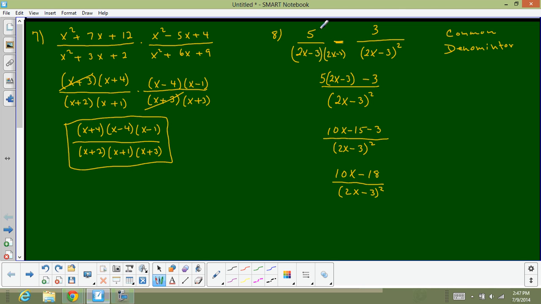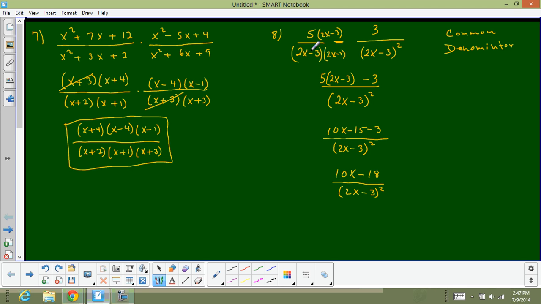Well, in order to do that, you must do the same thing to the numerator. So I multiply it by the identical 2x minus 3. The math idea is you're multiplying by 1, so you're not changing the value of the fraction.